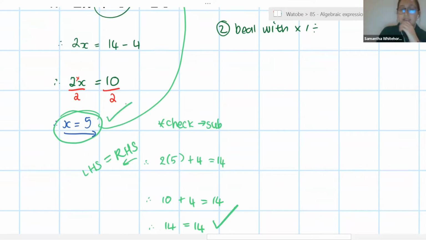And because that statement is true, 14 is equal to 14, I know that my answer of x equals 5 is right. And this is just helpful when you finish a test or an exam and you're now sitting with like 5 or 10 minutes and you're twiddling your thumbs. You stop twiddling your thumbs and you go and check your equations and you make sure your answers are correct. If the left is not equal to the right, you've done something wrong. And that means you can then go check your working out.